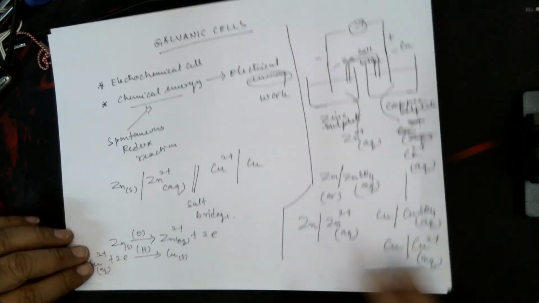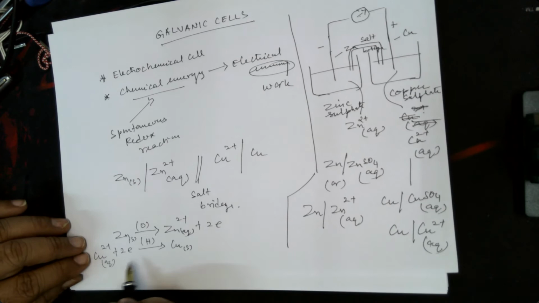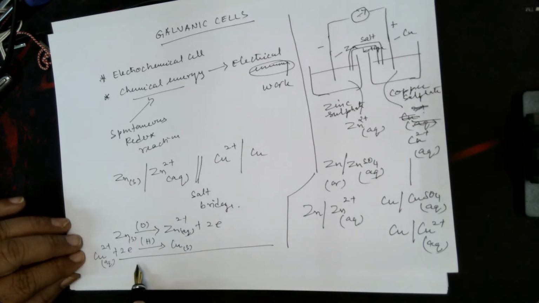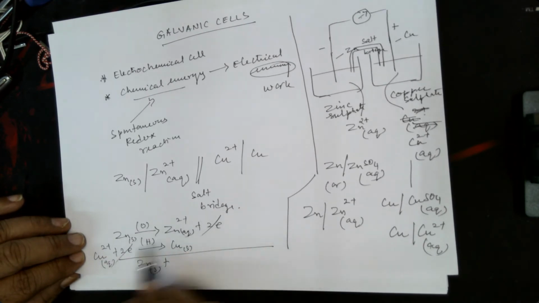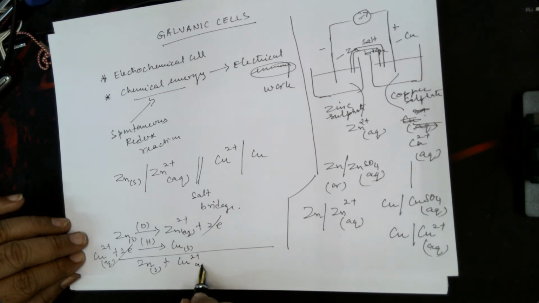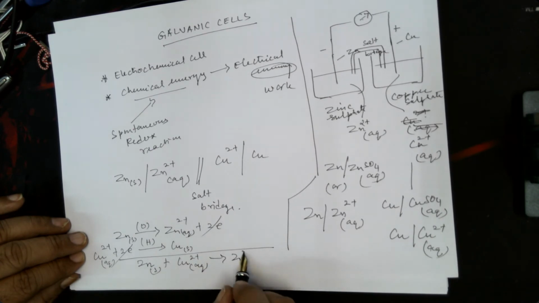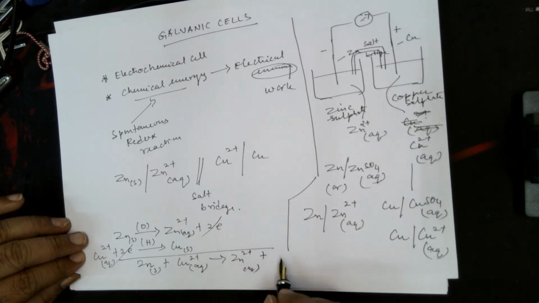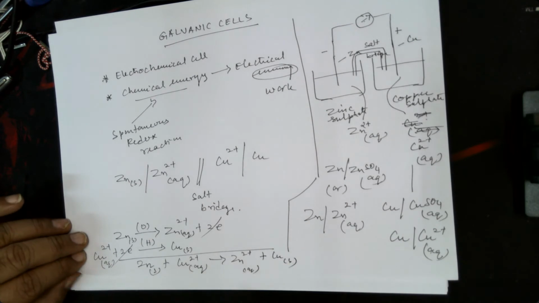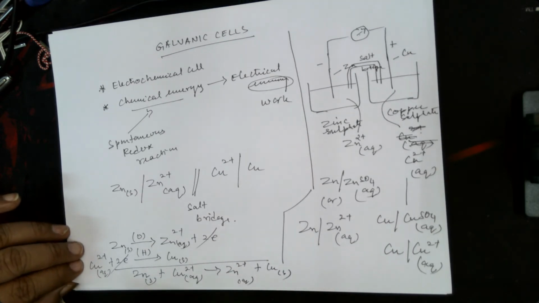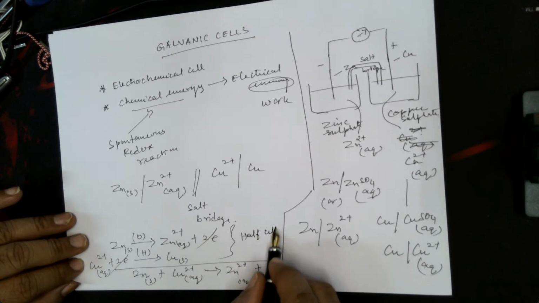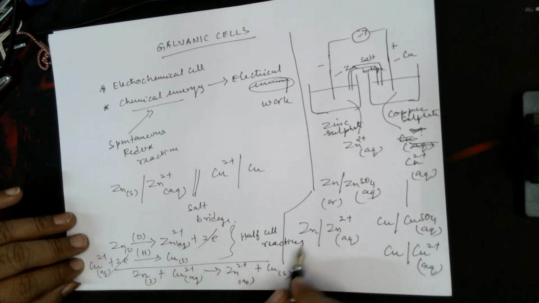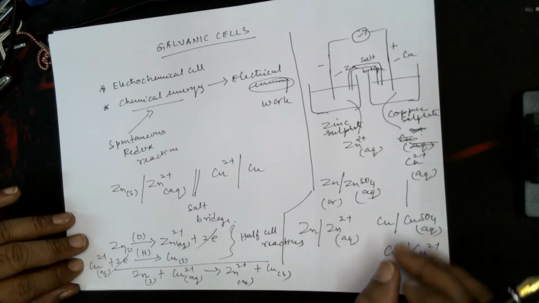Right? Now we can combine these two. Let us combine these two: zinc solid plus copper 2 plus aqueous gives zinc 2 plus aqueous and copper solid, and the two electrons can be cancelled since they are on opposite sides. This is called the cell reaction, and these two are called the half cell reactions. By combining these two, we are able to get the cell reaction, right?